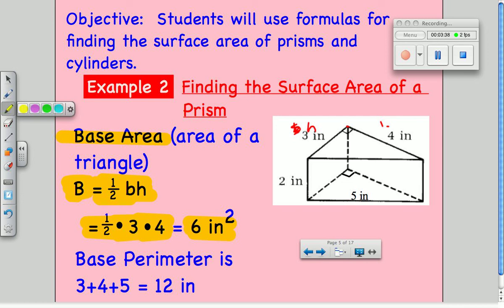So first we have to find the base perimeter. The perimeter is when I add all the edges together. So here is 3 inches. And I know because it's equal to this. Here is 4 inches. And I know because it's equal to this. And here is 5. So 3 plus 4 plus 5 is 12.